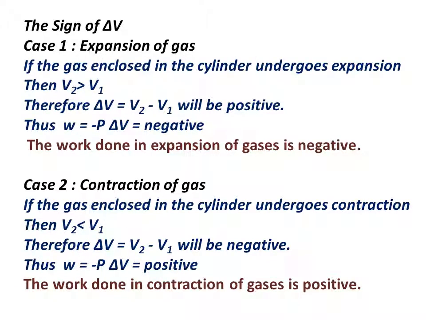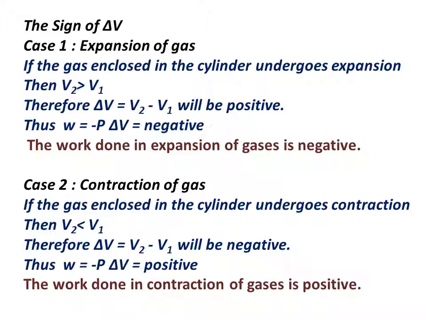When we consider a gas enclosed in a closed cylinder, there can be two cases. Either the gas can expand, or we can contract the gas, as we have discussed in our example. That was a case of contraction of gas, where we were compressing the gas. So let us consider these two cases on the basis of the general expression we have derived. Work done is minus P delta V.